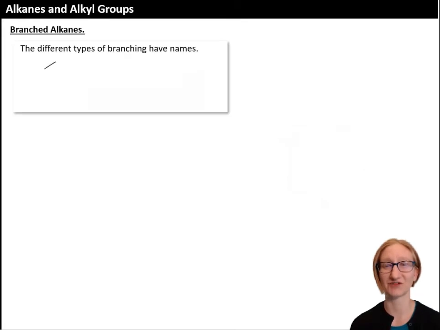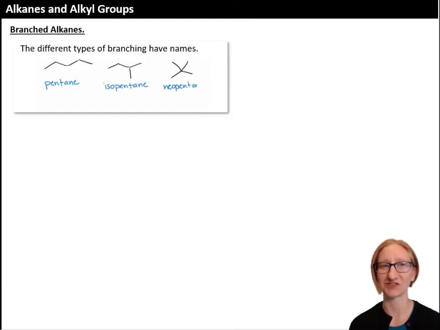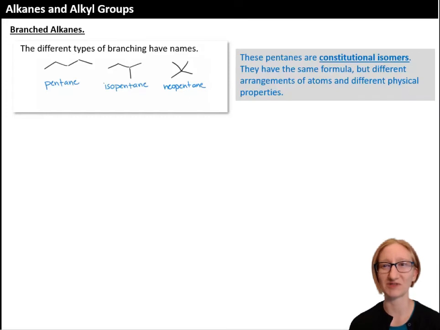Different kinds of branching have different names, and to illustrate that, we'll look at 3 different kinds of pentane. The first is the one you're probably most comfortable with, linear pentane, or sometimes you'll see this indicated as n-pentane. If we have one branch, we call this isopentane. And here we have neopentane. This is a pentane bearing 2 carbons that are 1 position from the end. We should also note that these pentanes are defined as constitutional isomers. They have the same formula but different arrangements of atoms and different physical properties.